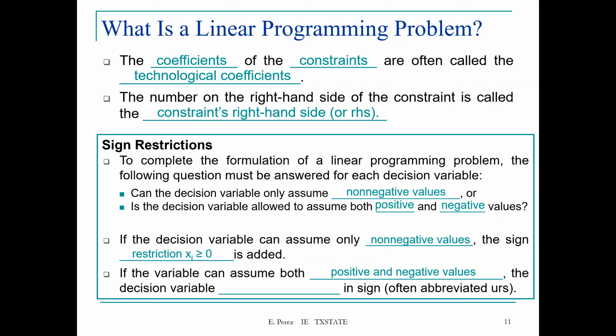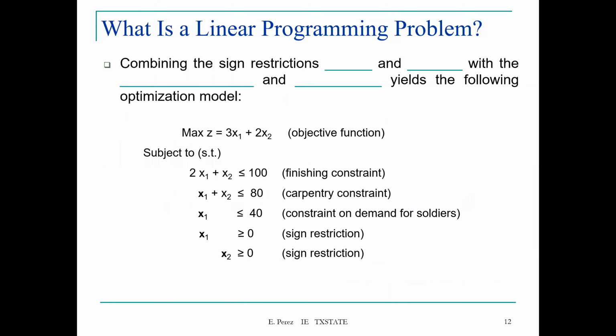If the variable can assume both positive and negative values, the decision variable xi is unrestricted in sign, which is not the case for this problem. So combining the sign restrictions, x1 has to be greater or equal to 0, and x2 has to be greater or equal to 0, with the objective function and constraints, yields the following optimization model. So this is the optimization model for the Gepetto problem. We want to maximize our profit. That's our objective function, and the profit is given by 3x1 plus 2x2.